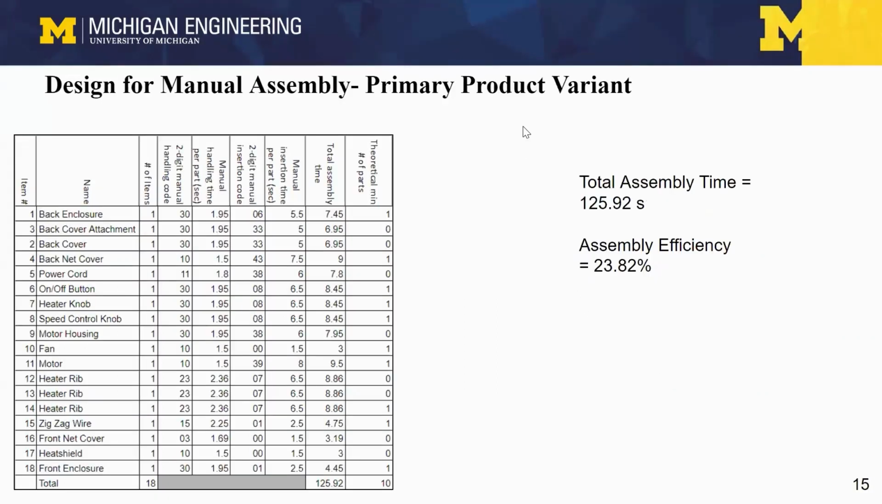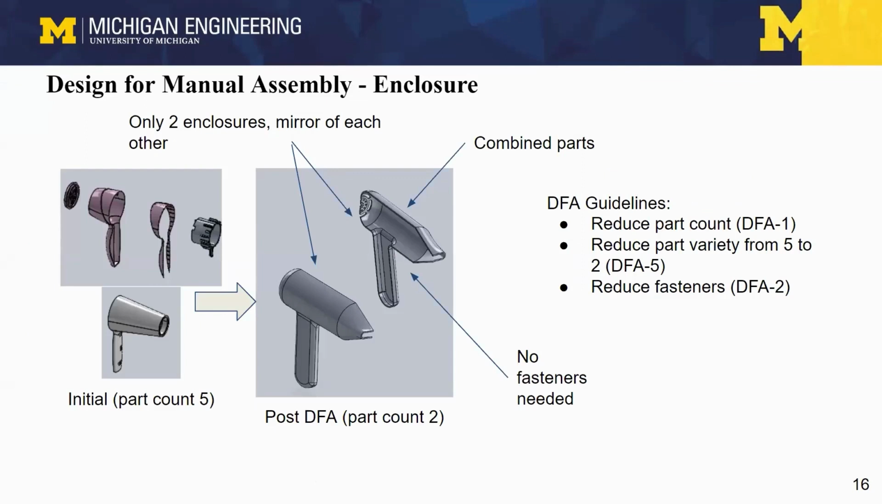Here is the manual assembly analysis. It takes around 126 seconds to assemble the product, with an assembly efficiency of 23.82%. The enclosures are major time-consuming platform parts, and the on-off switch is a module component with higher assembly time. Thus, to improve the assembly, the enclosure was redesigned, the idea being to reduce the number of parts and the variety, have assembly in a single direction without involving orientation change, and avoid use of fasteners.